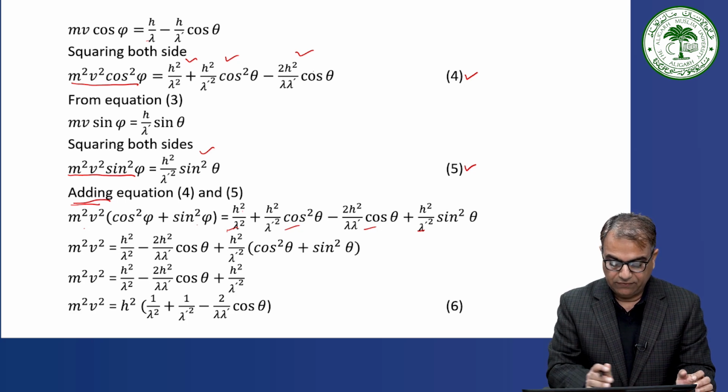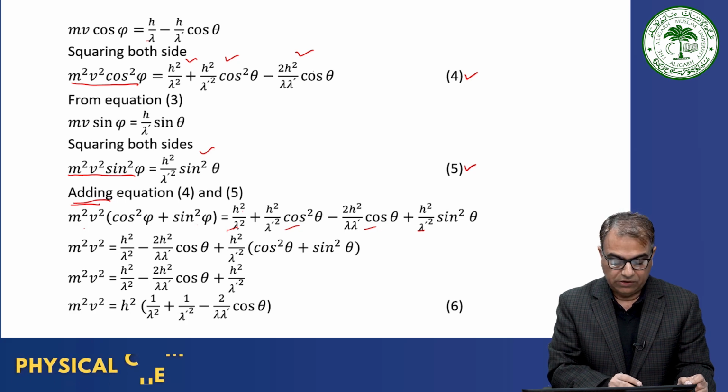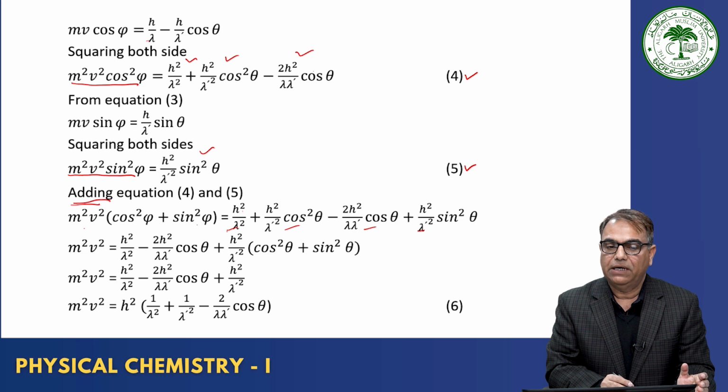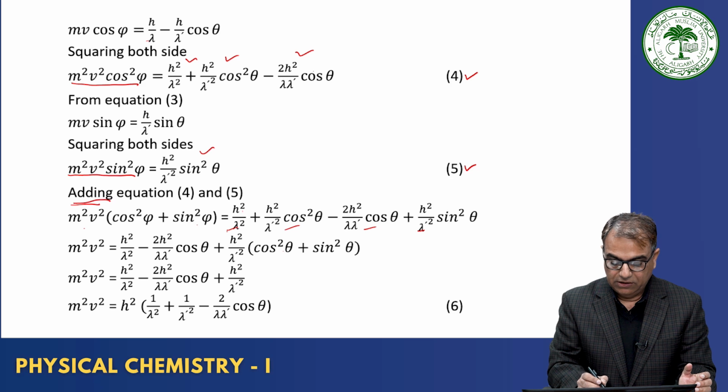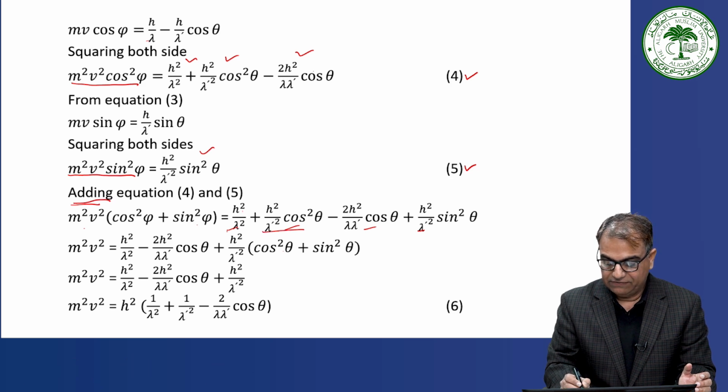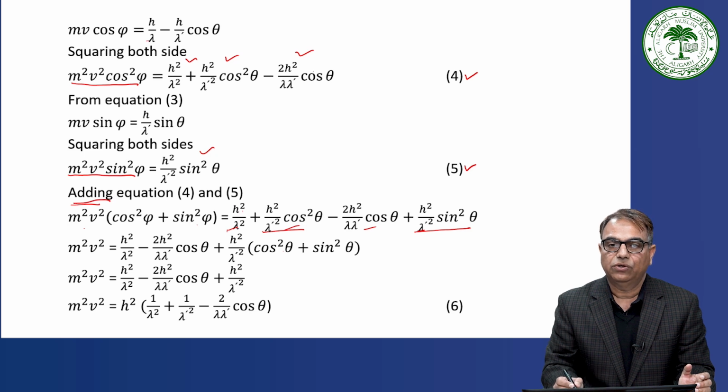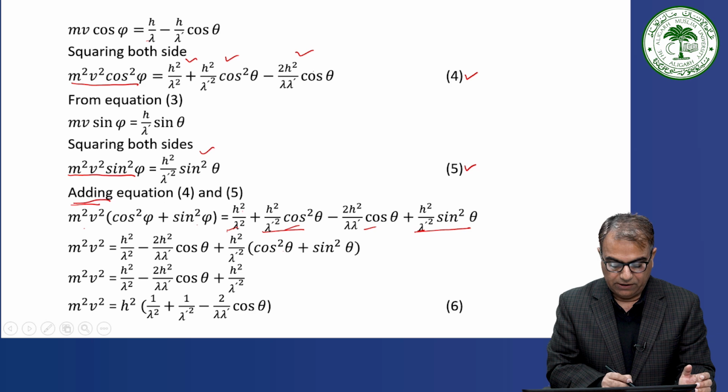Now you see, if you rearrange this one, cos square phi plus sin square phi is equal to 1. So this will be m square v square on the LHS, and on the right hand side you have h square by lambda square, minus 2h square by lambda lambda prime cos theta, plus h square by lambda prime square, and again cos square theta plus sin square theta, this will also be equal to 1. So we have cos square theta here and we have sin square theta here, and on both sides you have h square by lambda prime square. So you can take it common and this will be equal to 1.